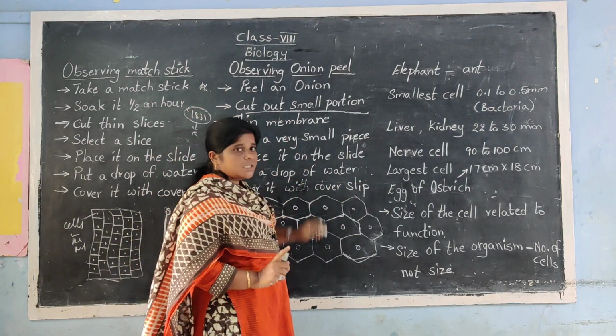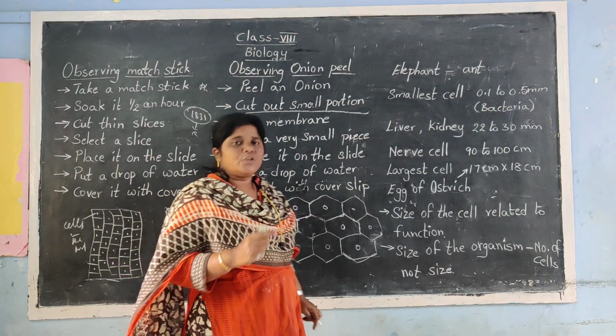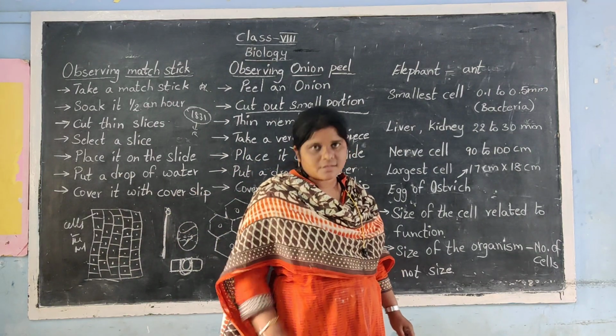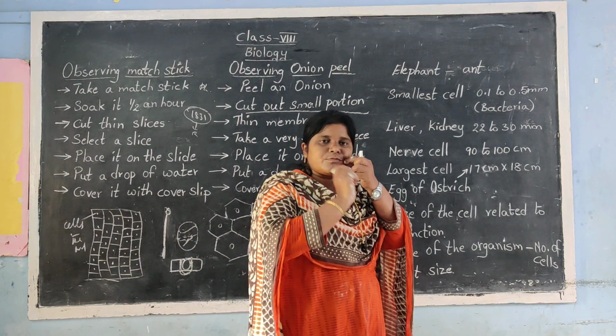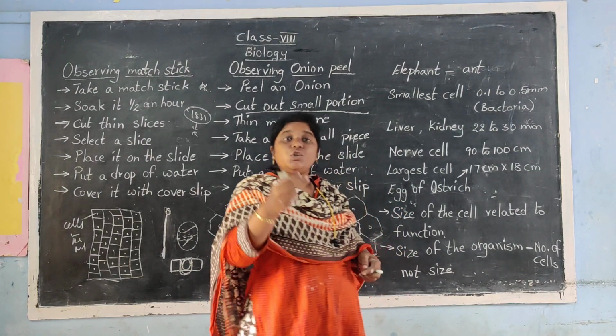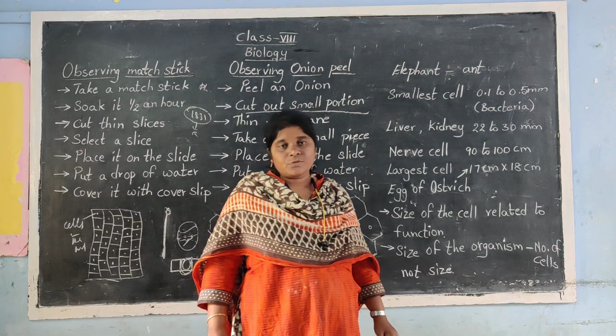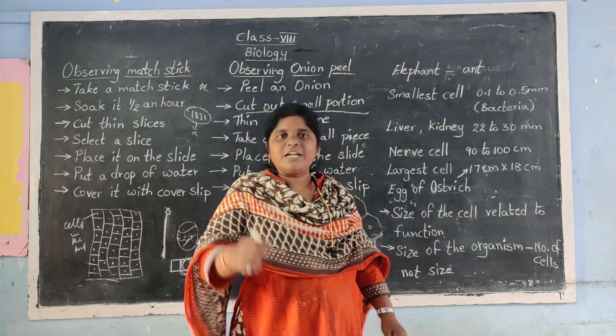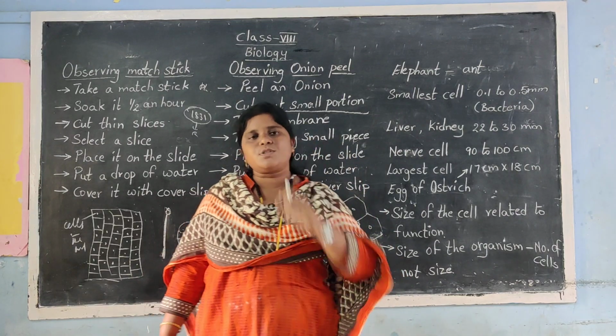Now can you observe your cells also? If you take blood, you can observe blood cells. If you take the scraping from your cheek, the inner lining of the cheek, you can observe cheek cells. For that, what you are going to do is take an ice cream spoon.